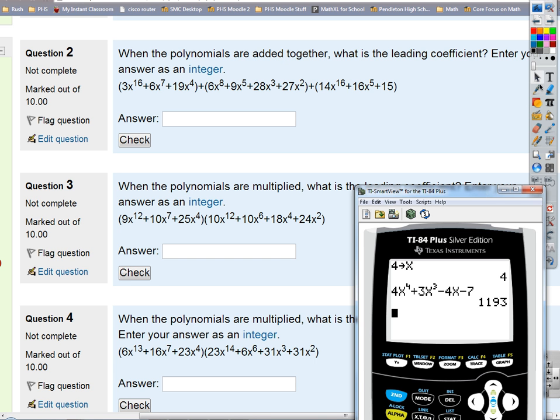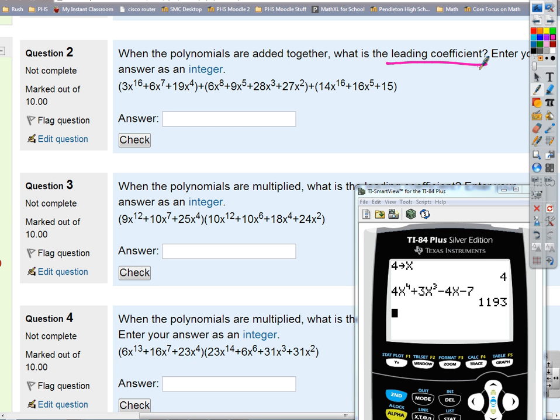But if I'm only looking for the leading coefficient, that's just the coefficient of the biggest power of x. If I look at all the powers of x, I see that there's an x to the 16 and there's an x to the 16. And every other power of x is less than that, right? So we can just add those up. What's 3x to the 16 plus 14x to the 16? 17. I'm going to get 17x to the 16th plus the rest. So all we care about is the 17, that's the leading coefficient. Okay. Wow. No big deal. You saved like 20 minutes. We saved some time.